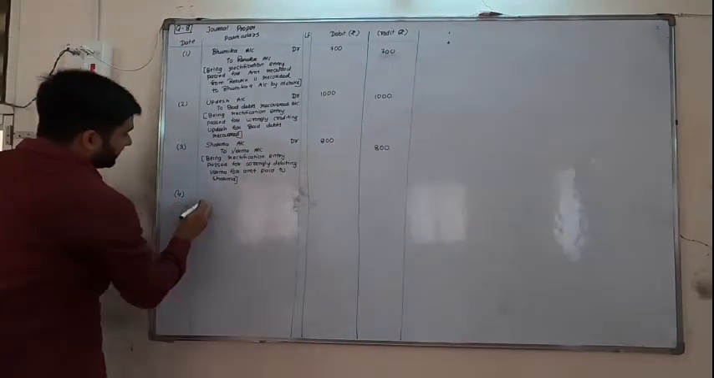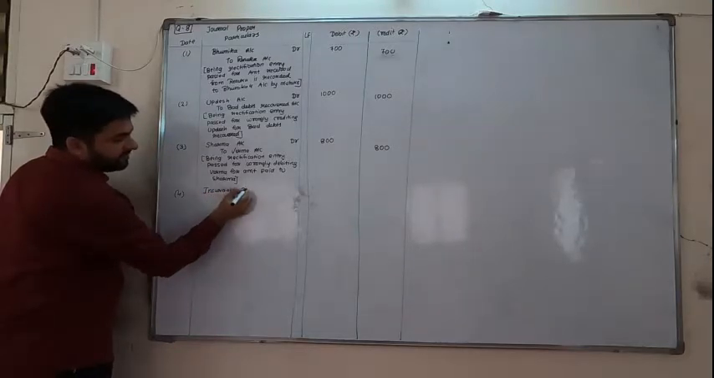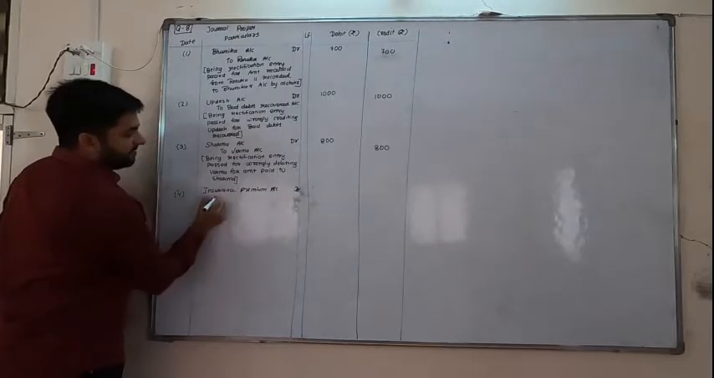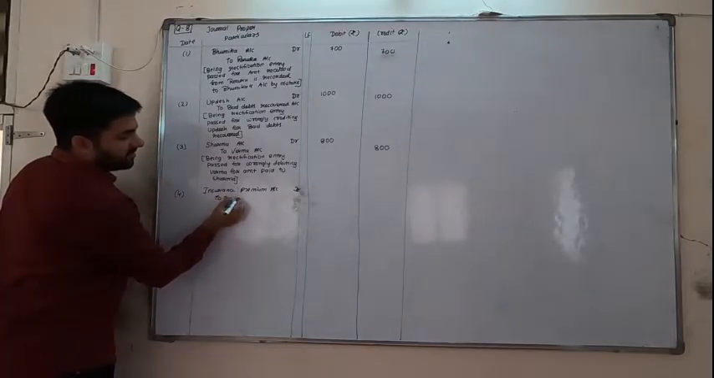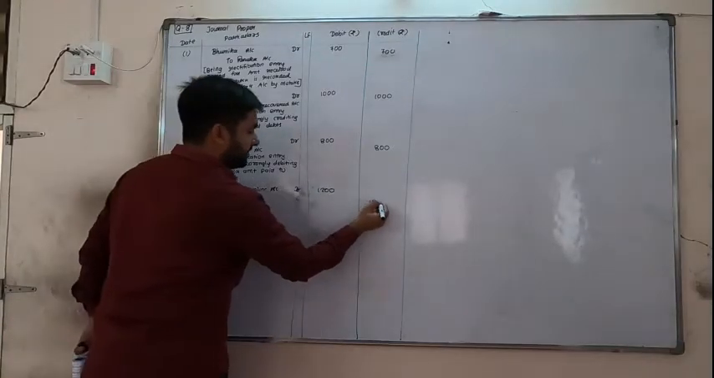Only simple rules are there. So in actual, insurance premium is to be debited. So insurance premium account debit, and by mistake we are debiting drawings, so drawings are to be credited to drawings account. 1200.